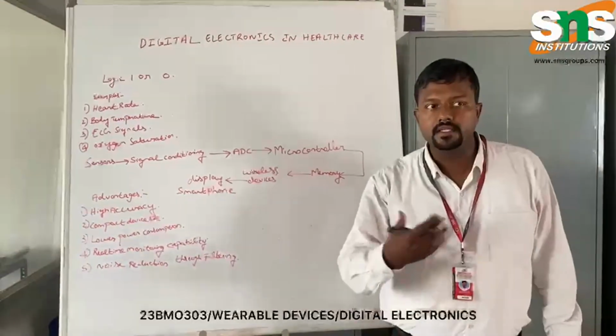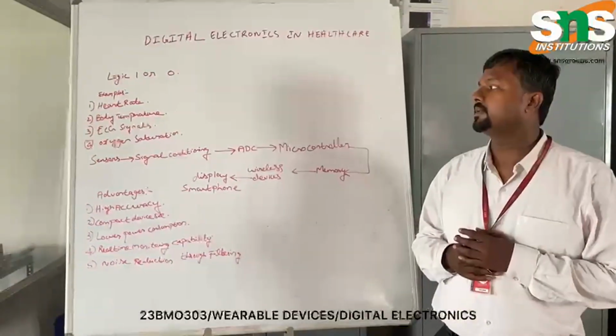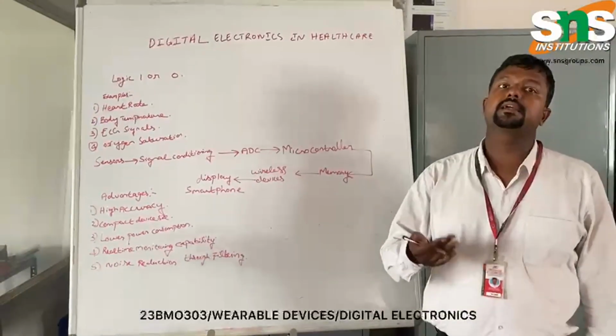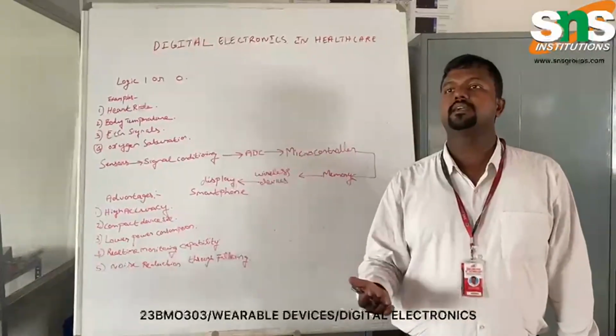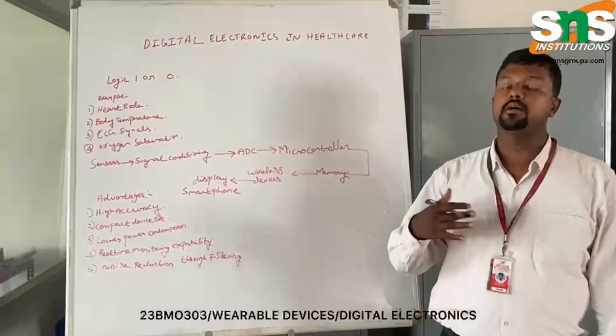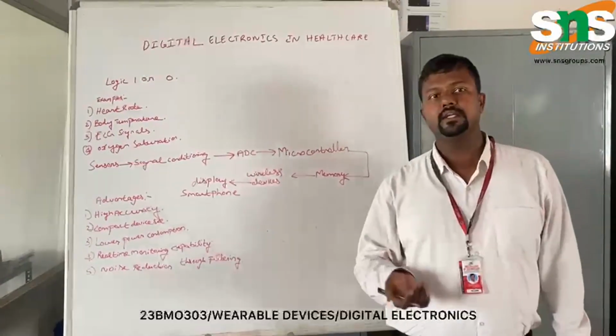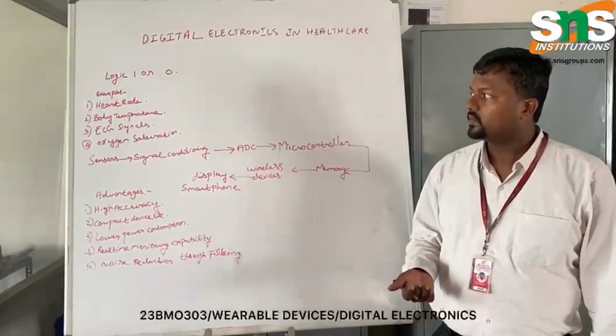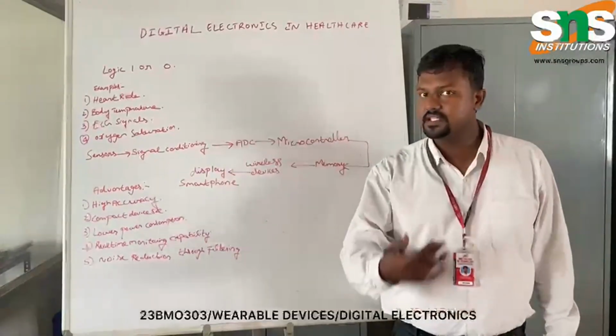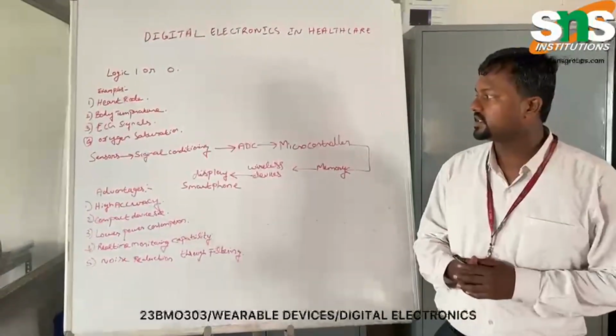So the person or the nurse who is taking care of the patient can immediately convey the information to the doctor. For example, if the heart rate is 45 BPM, it is abnormal, and immediately the treatment can be started to improve the heart condition. Likewise, the body temperature, the ECG signals, the oxygen saturation, etc.